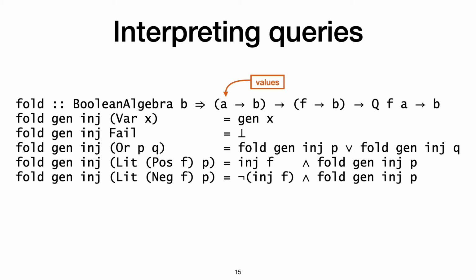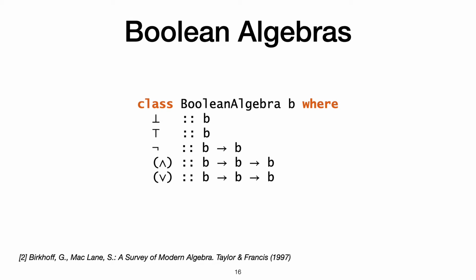One for interpreting values, so interpreting a value A into B, and another one for interpreting facts, so we have a function of F to B. And with that in place, we can interpret entire queries as well. And we do this in terms of a Boolean algebra B. Let's have a better look at this Boolean algebra.